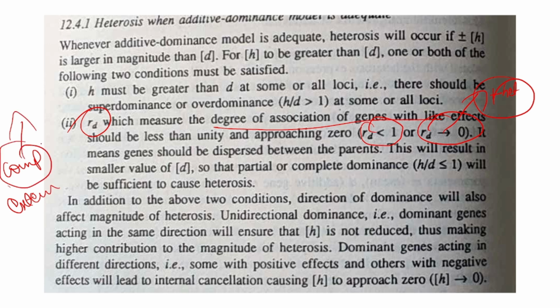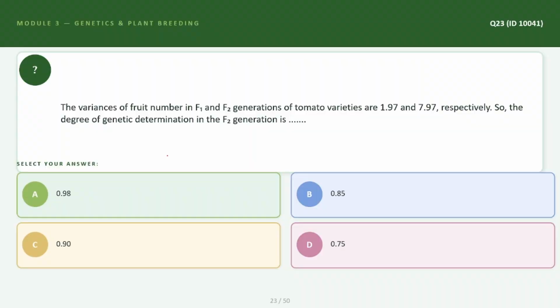Complete dispersion is better for getting maximum heterosis, whereas extreme dispersion is not good. What is complete dispersion? What is extreme dispersion? I already explained this in my class on heterosis. Please watch the video present on my YouTube channel.